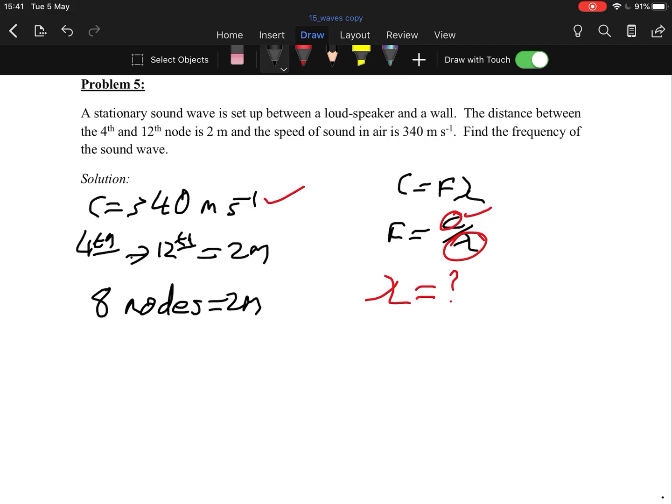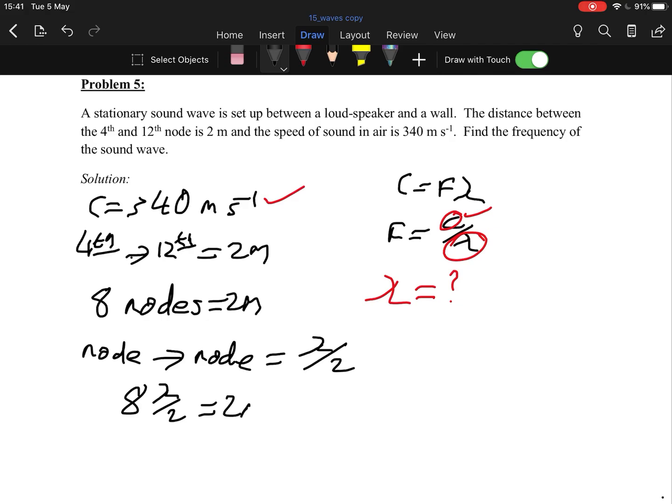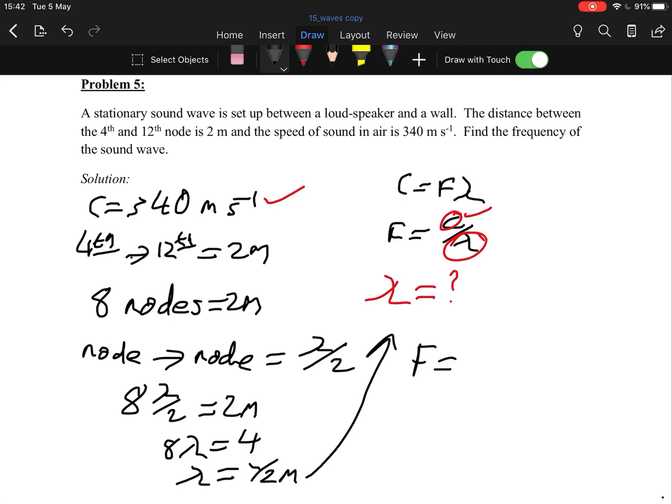Well, node to node equals lambda over 2. So 8 nodes is going to be two meters. So node to node is lambda over 2. So 8 nodes in a row is 8 times lambda over 2 equals 2 meters. So that will become 8 lambda equals 4, lambda equals a half. Okay? And then we sub that back up here. So F equals 340 divided by 0.5. F equals 680 hertz. And there you go.